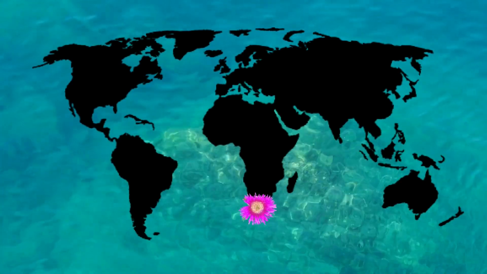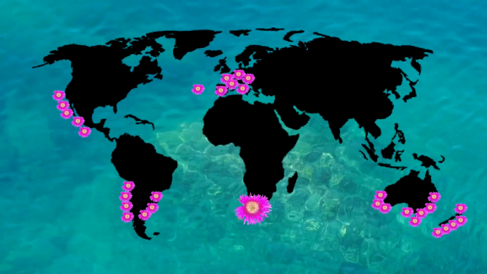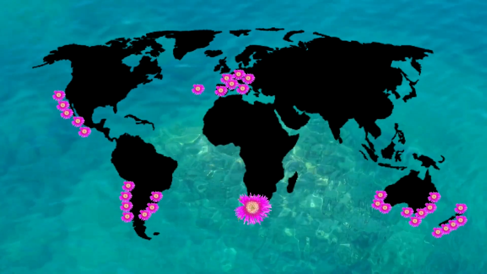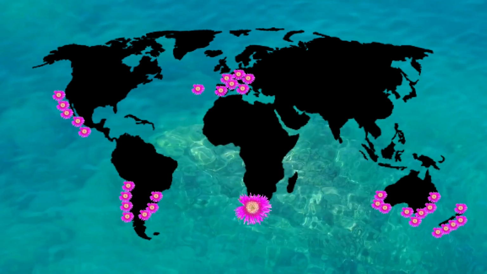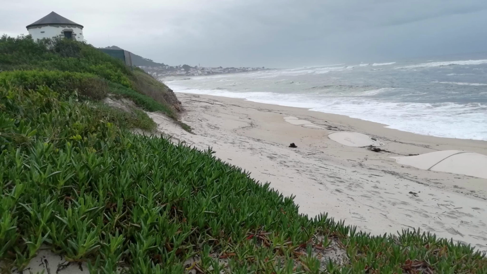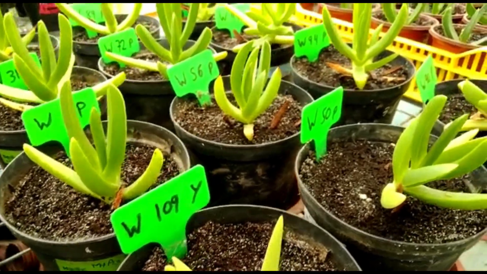They have been introduced into coastal habitats of America, Asia, Oceania, and Europe since the 17th century to stabilize dunes, prevent soil erosion, and guess what else? For ornamental purposes.